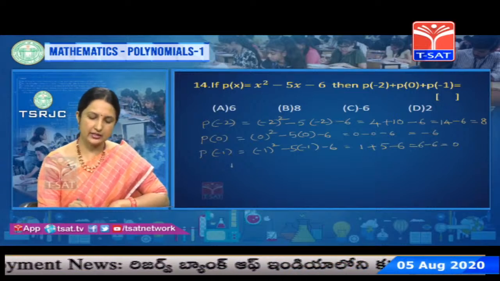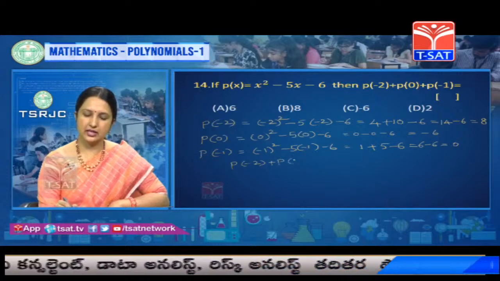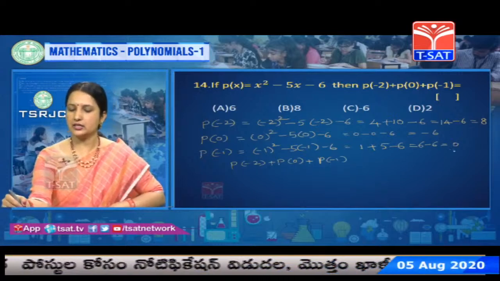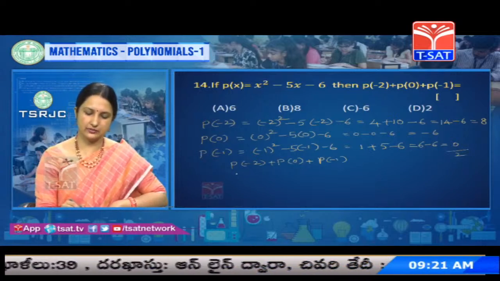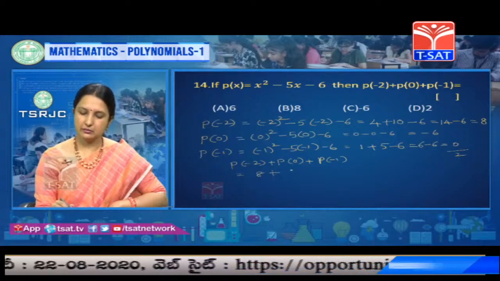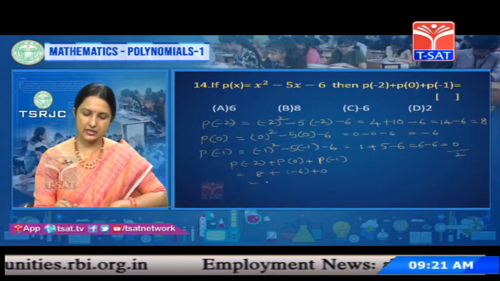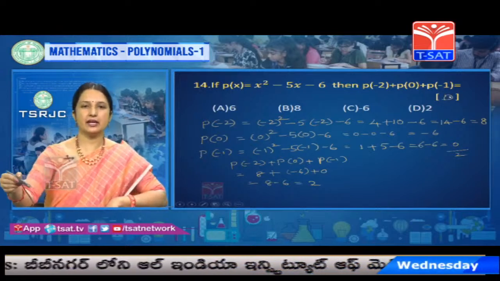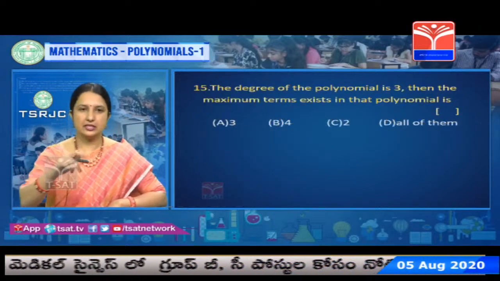So let us add those three now. P of minus 2 plus P of 0. So you don't need to do all this, you can take a direct step. You can add these three and write it here. 8 minus 6 is 2, so you can select the option here. 8, next minus 6, plus 0. 8 minus 6 is 2. So D. You can save time like that. If you add here and I write, you write, no, you can save the time.